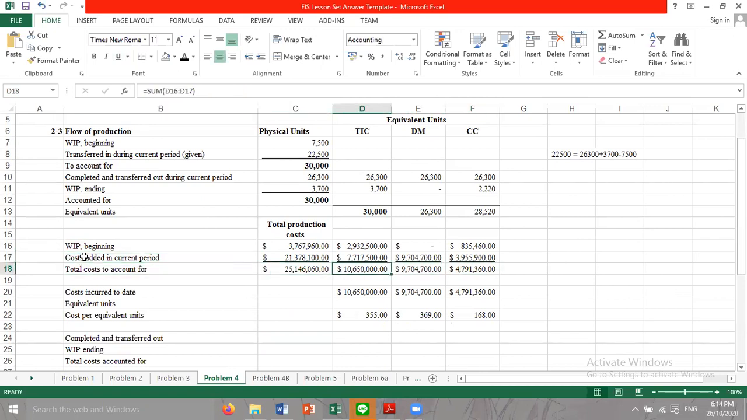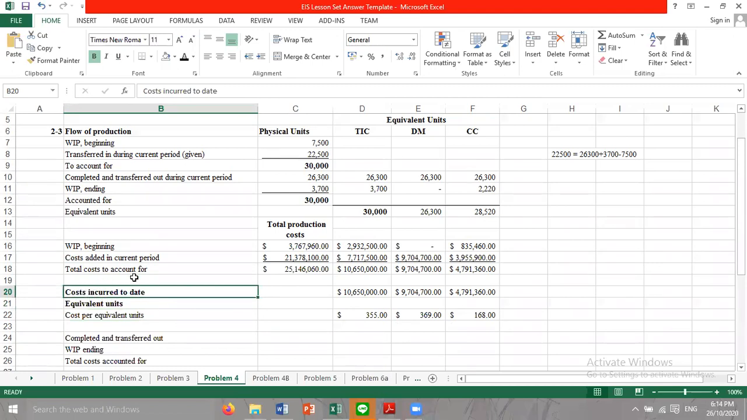And if we sum them up, we'll get 25 million, 10,650,000, and 74,000, 4,791,000. Now, this is the distinct feature of weighted average. In weighted average, we divide cost incurred to date, this is the key phrase, cost incurred to date, with the equivalent units. What is cost incurred to date? Cost incurred to date is practically total cost to account for. We'll see that this will be different in FIFO later, as we will compare it and do it later.